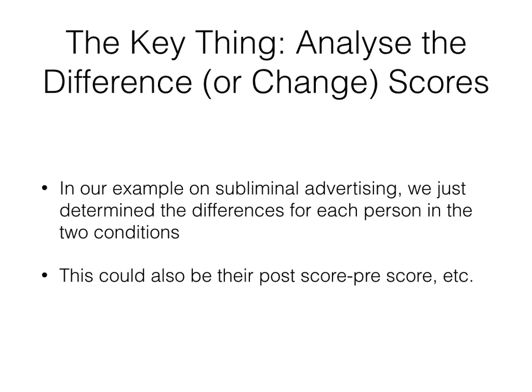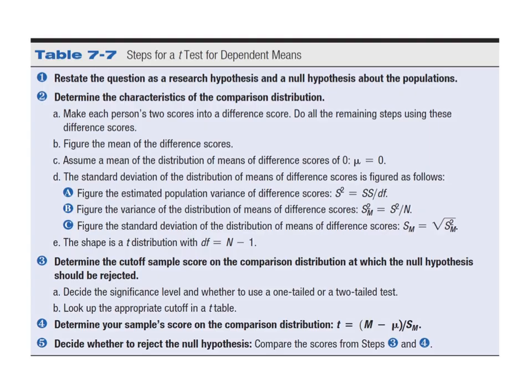So anytime we've got two scores from a single person or from the same pair of identical twins, we're really analyzing the difference of those scores the way we did for a t-test for single sample means. Here's a nice table that's in your book, Table 7.7, that has the steps for a t-test for dependent means. It really has our 5 hypothesis tests.